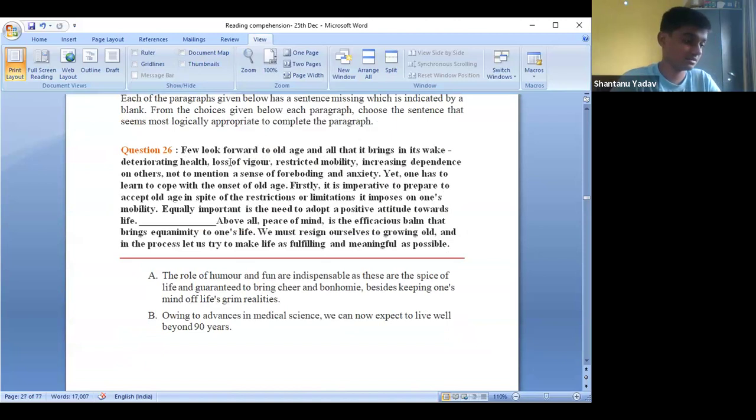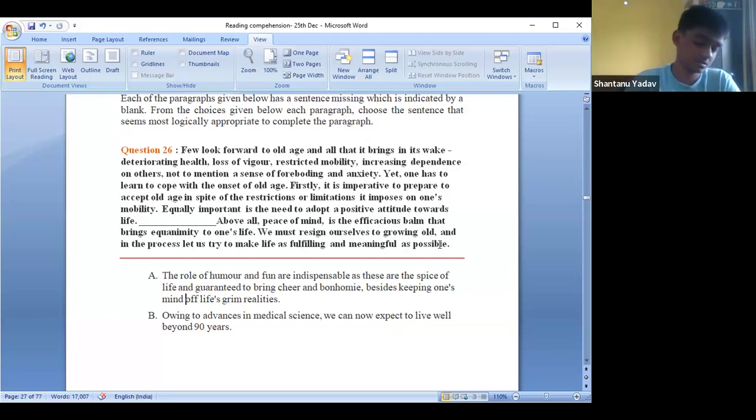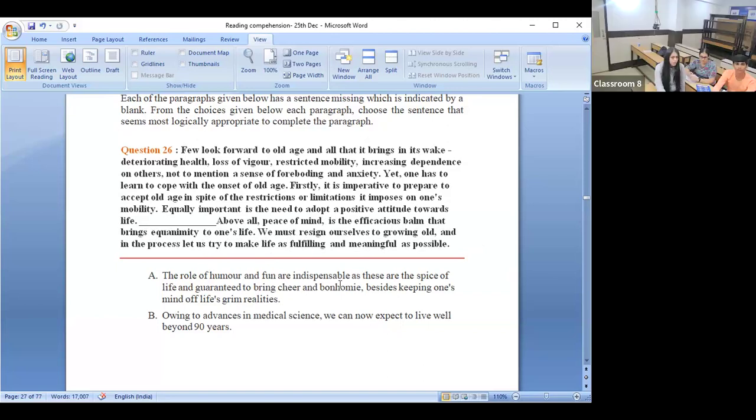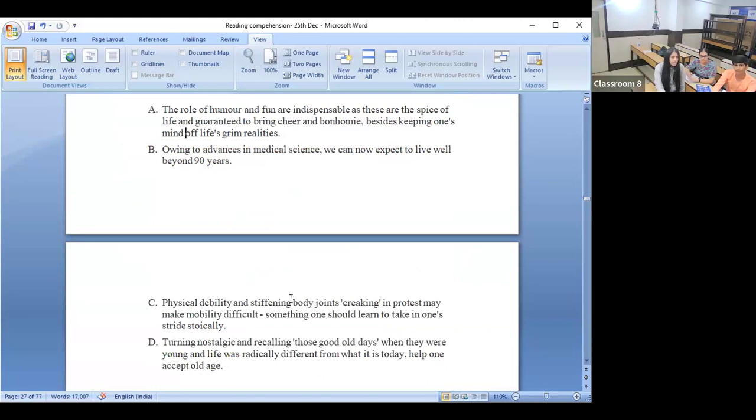The answer is A. You look forward to old age and that brings in its wake deteriorating health, increased dependence and all. It is imperative to prepare, accept old age in spite of the restrictions and improve one's mobility. Equally important is the need to adopt a positive attitude towards life. As the spice of life and guaranteed, owing to advances in medical science, we now expect to live well beyond 90 years. That is nowhere given. And physical disability and this may make mobility difficult.